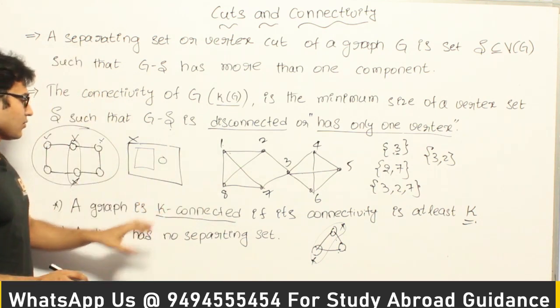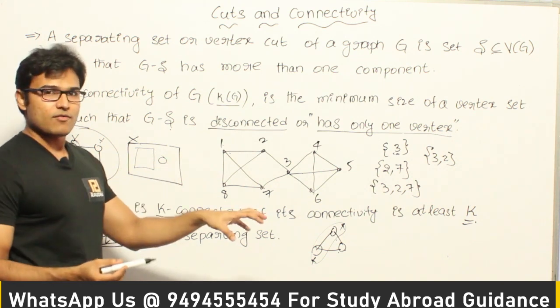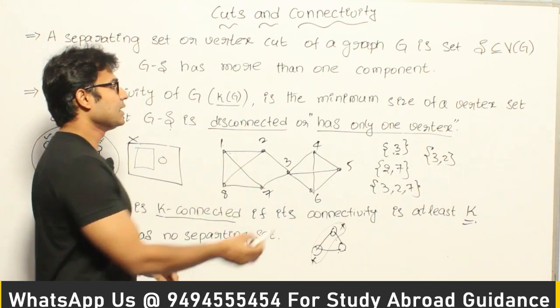Now, if you look at a clique, what is a clique? A clique is the maximum possible subgraph in a graph which is complete. Got it? So in this example, the clique is this one.